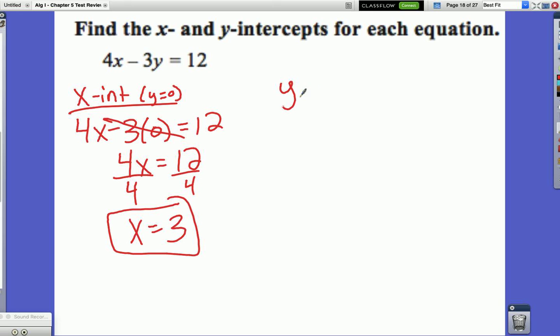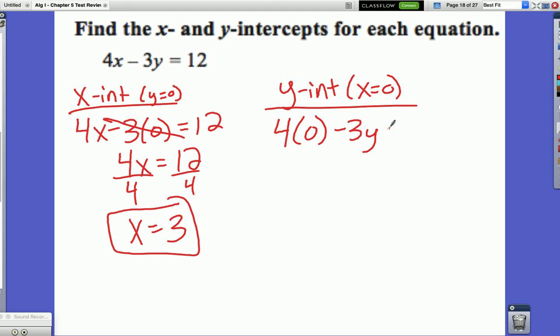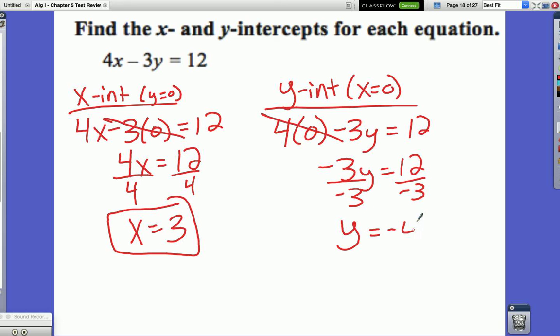Then to find the y-intercept, we do the same thing, but we plug in 0 for x. So now we take the equation, and where we see x, we plug in 0, and we solve. So again, 4 times 0 crosses out. We're left with negative 3y equals 12. To undo times negative 3, we're going to divide, and our y-intercept is a negative 4.